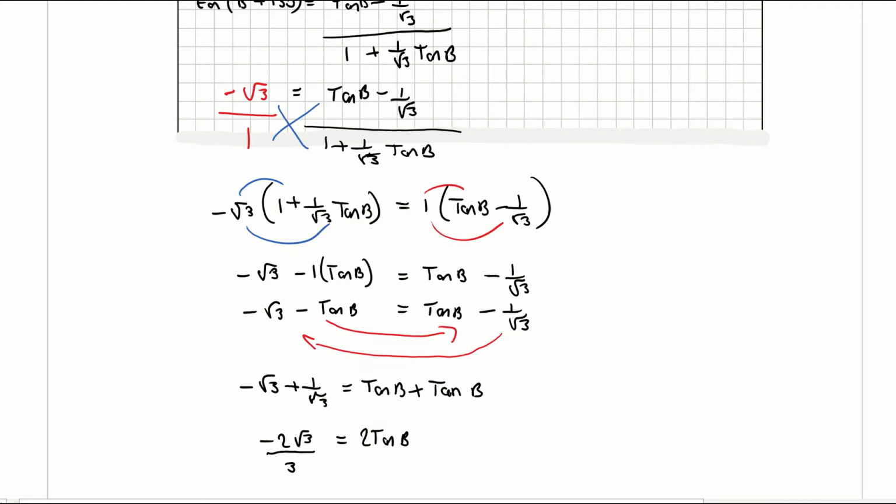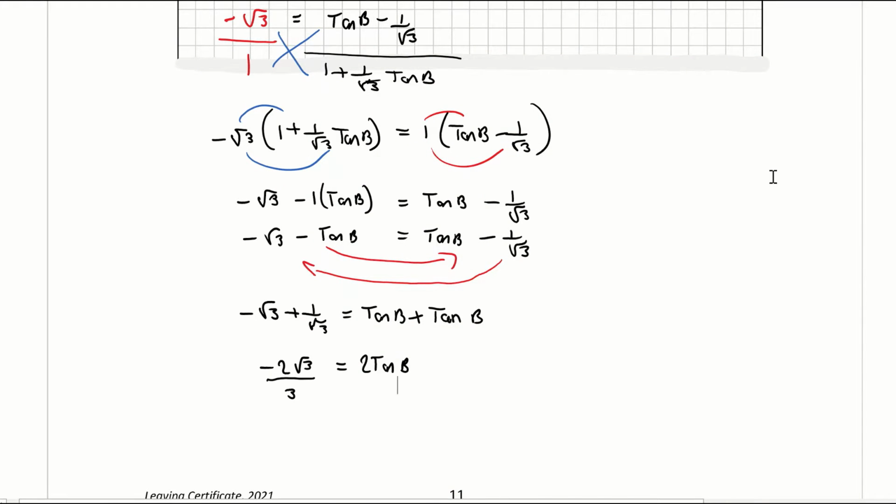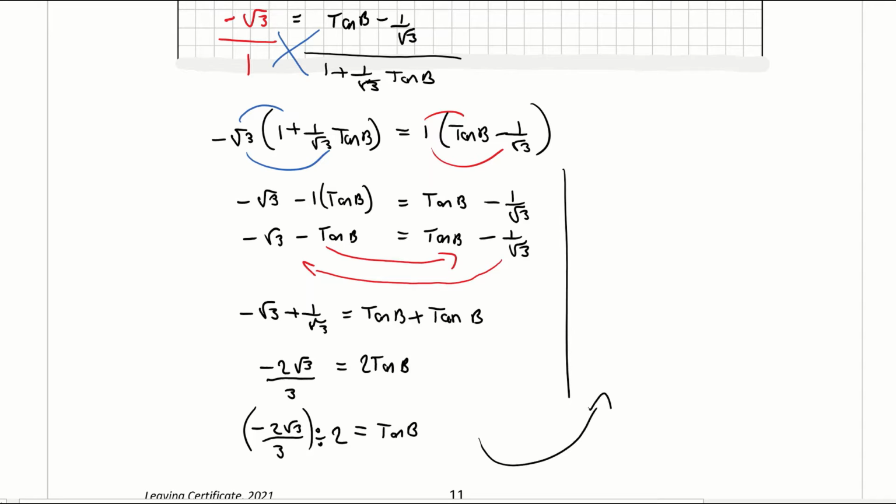I'm then going to divide both sides by 2, which is giving me minus 2 root 3 over 3. I'll write it like this, divided by 2, instead of going a double fraction, is equal to tan B. And when I divide that by 2, I get, still stuck for space, let's come up here, I get minus root 3 over 3 is equal to tan B.